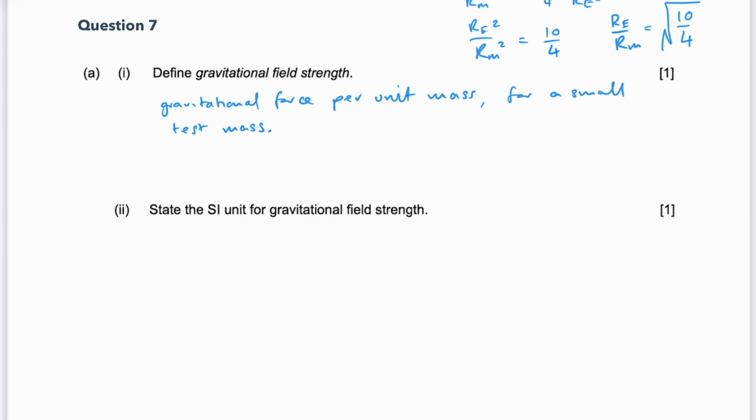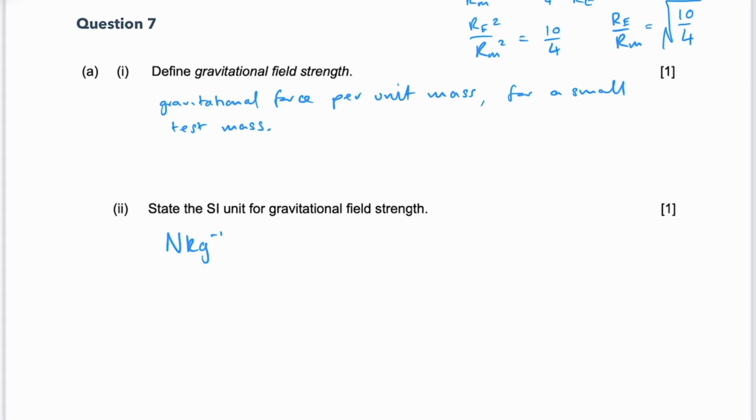A2. State the SI unit for gravitational field strength. The SI unit is newtons per kilogram. I actually think the answer in the mark scheme for this question is wrong, because I wouldn't say Newton is a fundamental SI unit. I would say that the Newton is a derived SI unit. So it's still an SI unit, I suppose.